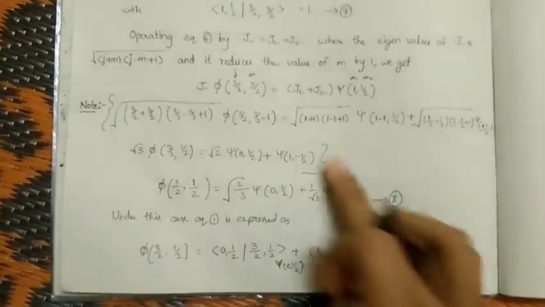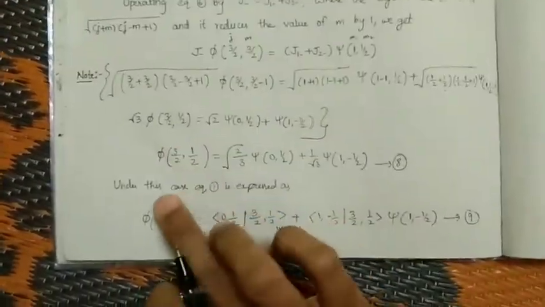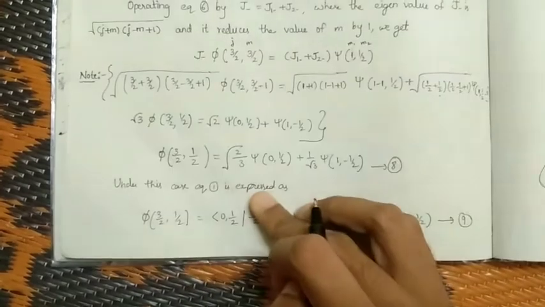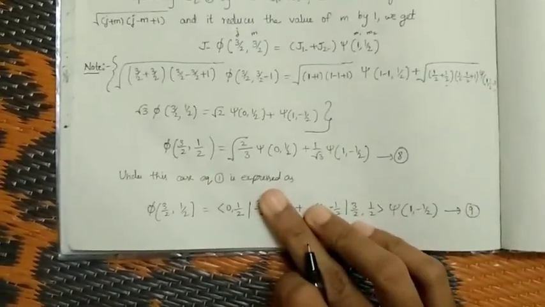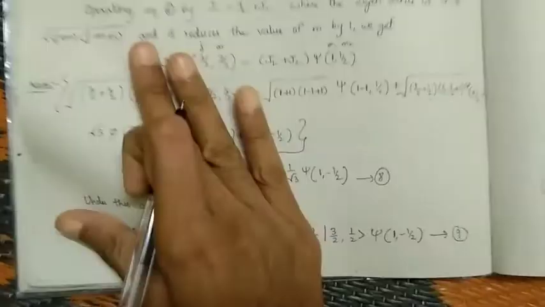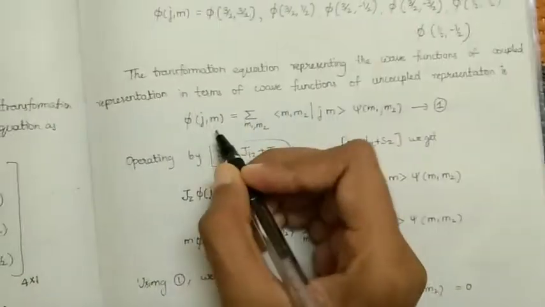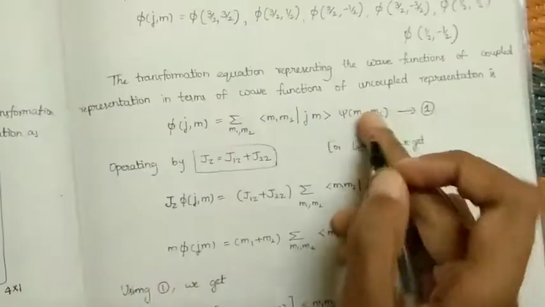So finally we would have this equation. Under this case, equation 1 is expressed as follows. Each of the equations has to be expressed in this form: phi of j comma m, summation of Clebsch-Gordan coefficient multiplied with the uncoupled form.